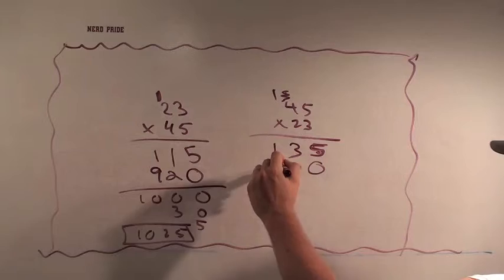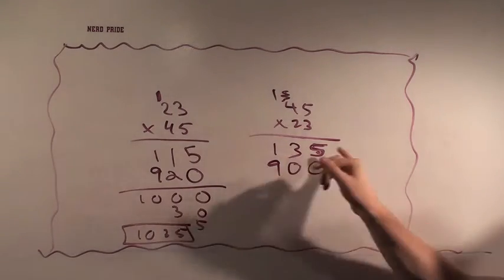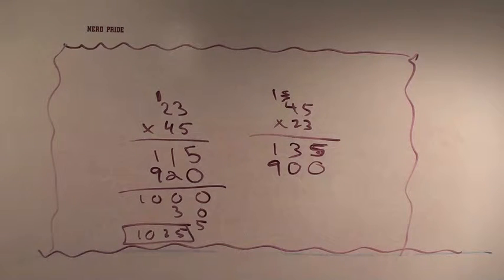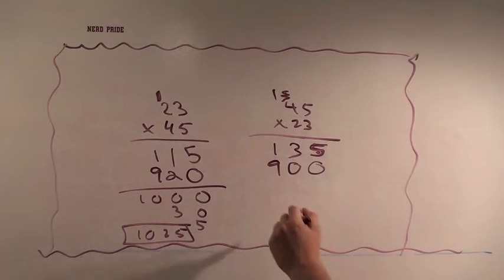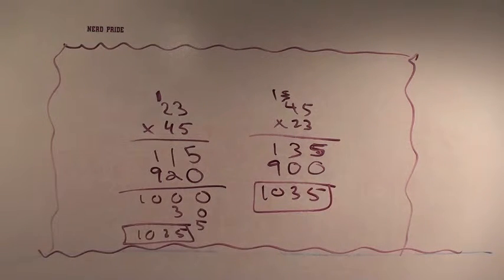Okay, so this time, instead of having to do 115 plus 920, we have to do 135 plus 900. What's that? It still adds up to 1,035. So it works out to be the same.